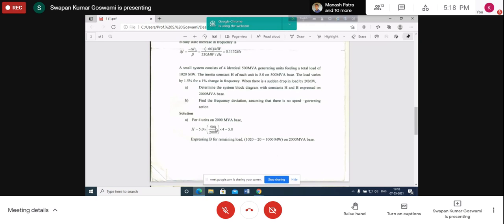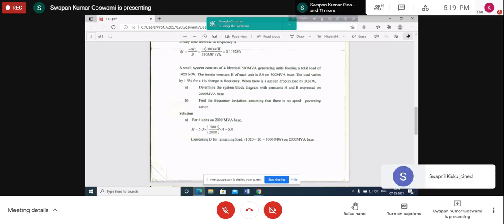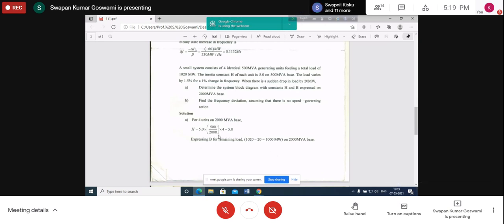Then 500 is the capacity of each unit. All the 4 units are together making a single unit. So what is the total capacity? 500 into 4 means 2000 MVA is the total capacity. On a base of this total 2000 MVA, obviously the value of H will be 5 again. So 4 is the number of units, 500 is the capacity of each unit, 2000 is the base, and 5 is the H value.